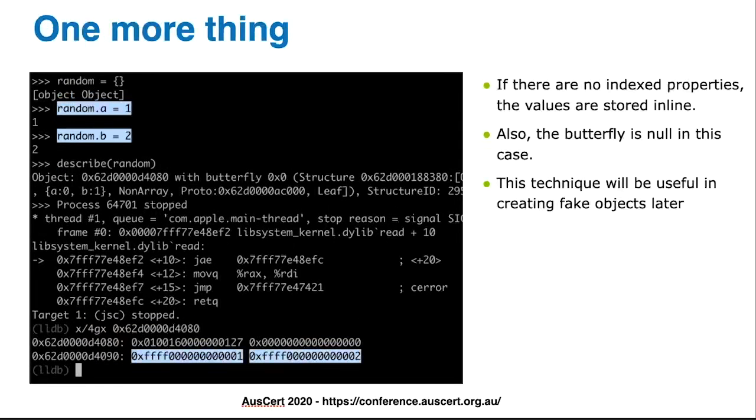Now, if there are no index properties in an object, then the values are stored inline. For example, in this case, it's an empty array. It doesn't have any index property. It only has named properties. Then the values are stored just to the right of the object. So in this case, the address is 4080, which points here. Now the first thing is the JSC header, followed by the butterfly, which is nothing. So in case there are no index properties, then the butterfly is 0, right? Followed by the values 1 and 2, which are the named properties for that array.